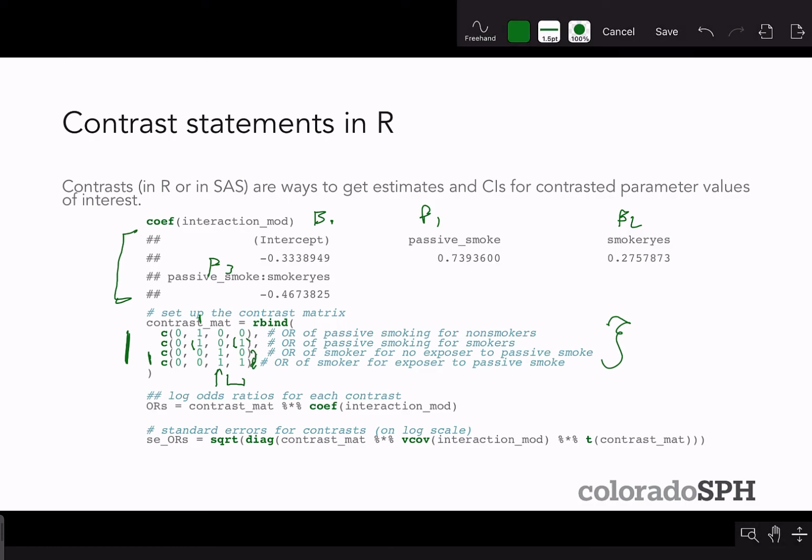And contrast statements can get rather confusing. So I'm going to go through and do an example in lab of this as well and walk through it in a bit more detail. But basically what you do once you set up one of these contrast matrices is multiply it by the coefficient terms to get your odds ratios. And then you multiply it by your variance covariance matrix. This is just the matrix version of what we did before. And that will give you your standard error for your odds ratios.